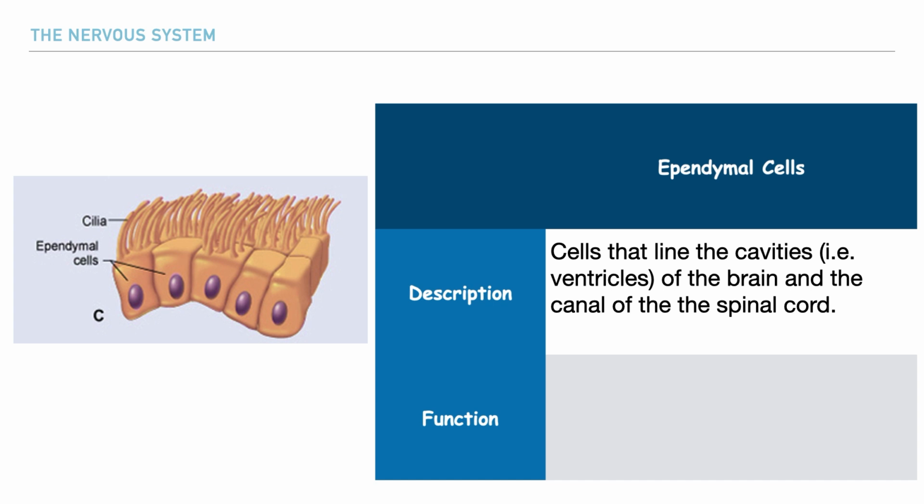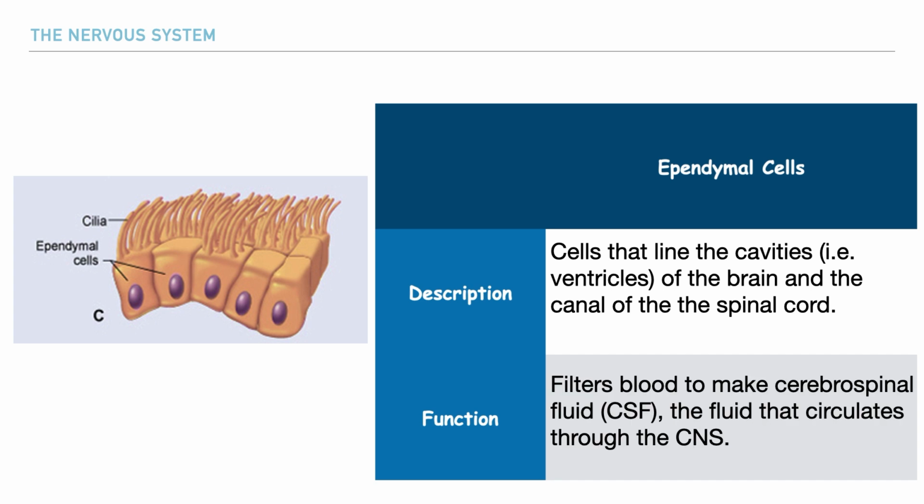And in terms of function, their responsibility is to filter blood to make cerebrospinal fluid. And the cerebrospinal fluid is vital in helping to nourish the brain and spinal cord with the vital nutrients they need to continue functioning appropriately.